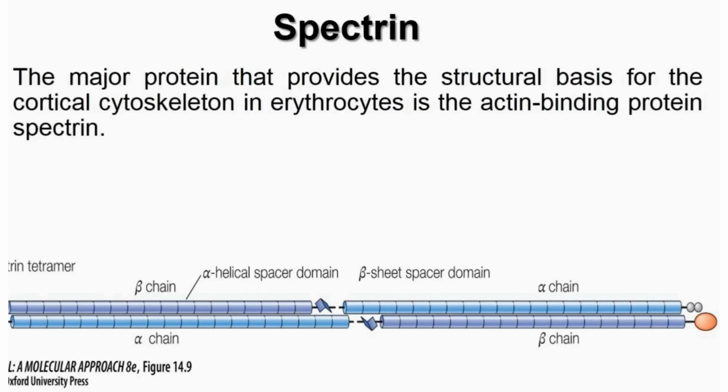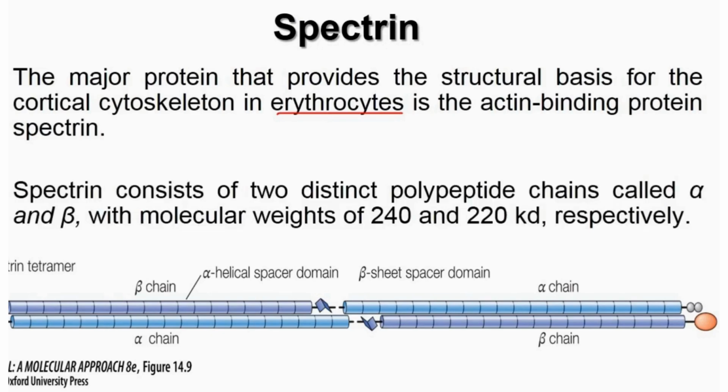The major protein that provides the structural basis for cortical cytoskeleton in erythrocyte is the actin-binding protein spectrin. Spectrin consists of two distinct polypeptide chains, the alpha chain and the beta chain. Both 2 alpha chains and 2 beta chains, with respective molecular weight of 240 and 220 kilodalton respectively.